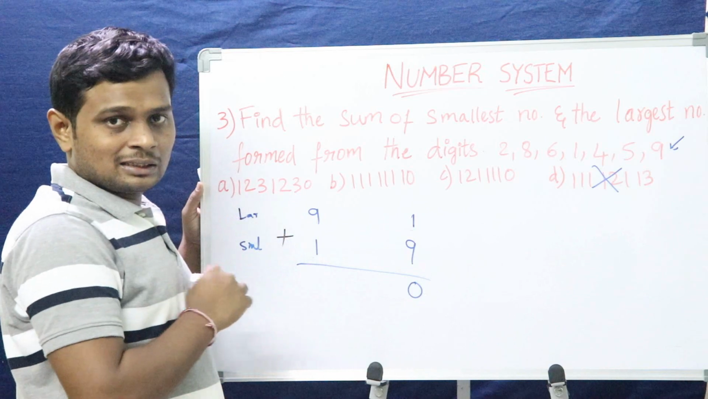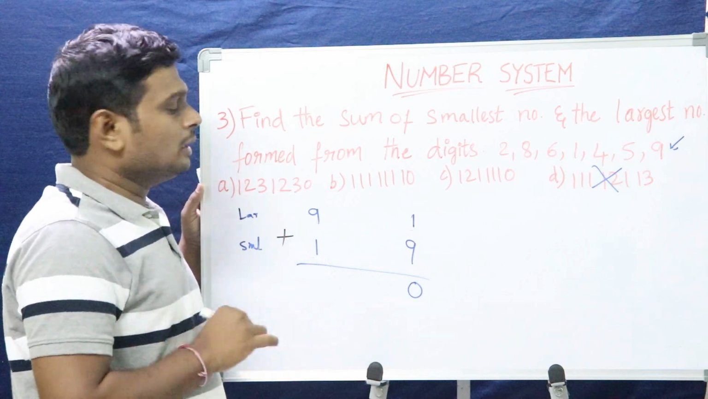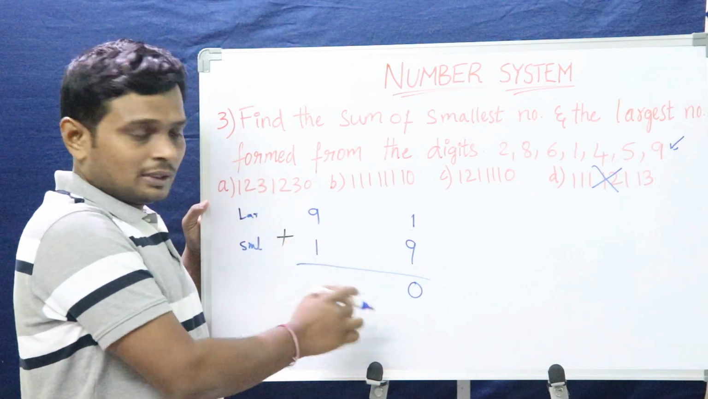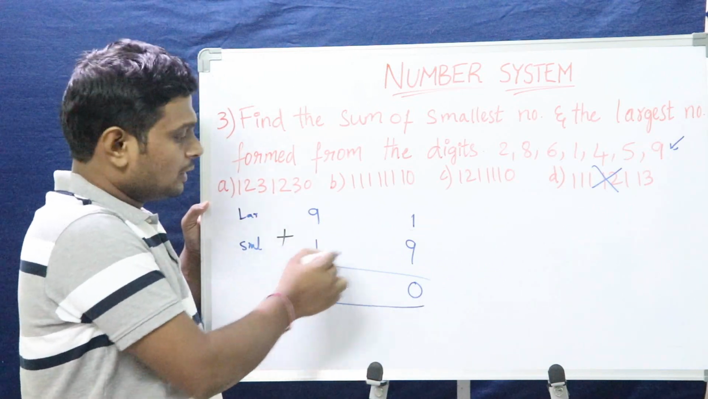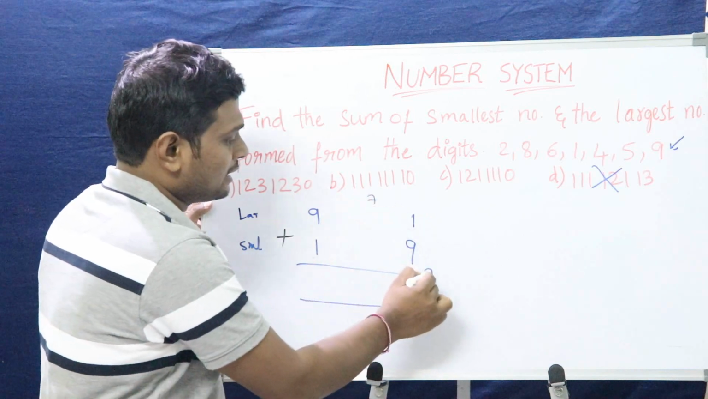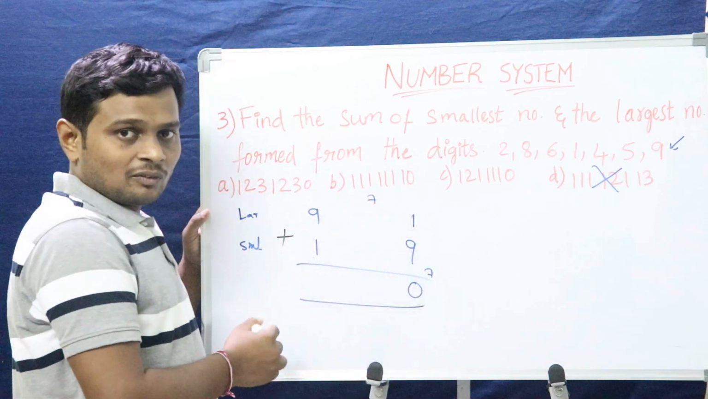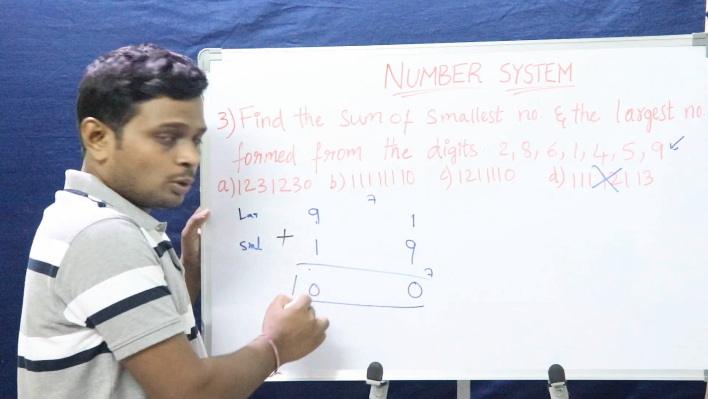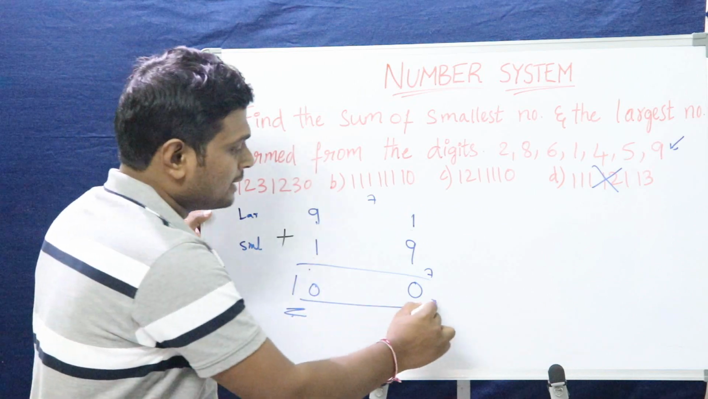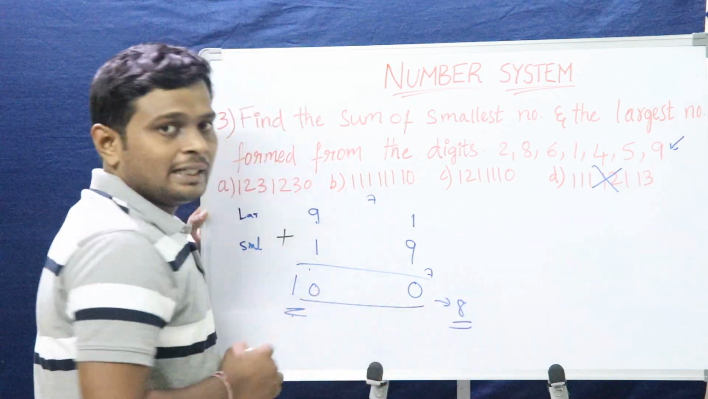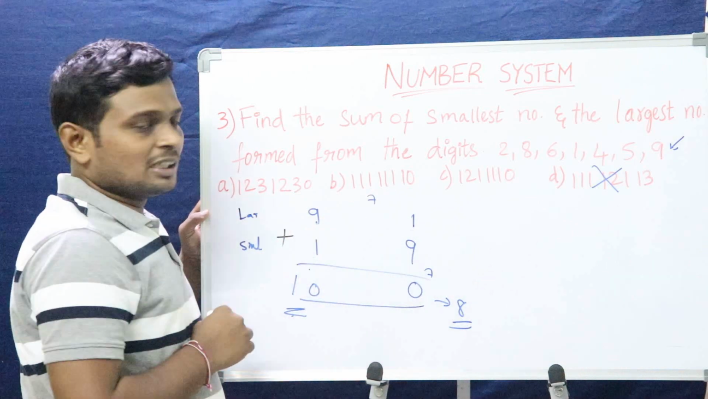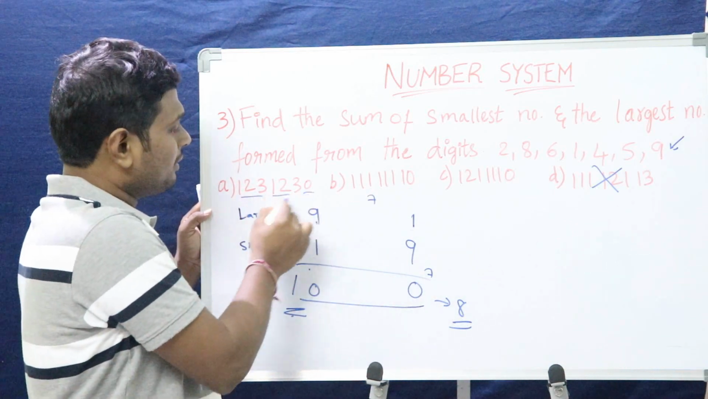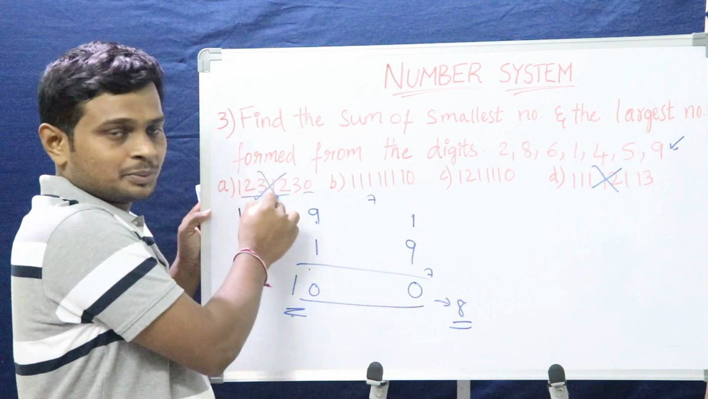Do we need to calculate the sum here? Still no. Because the second step is, what is the possible number of digits in the outcome? This is a 7-digit number, this is a 7-digit number. In the resultant, what will we get? 9 plus 1. That means we are getting one more digit. Right? That means the resultant should have 8 digits. Among these numbers, what is the 8-digit number? 1, 2, 3, 1, 2, 3, 7. This is the 7-digit number. We can rule out this option.